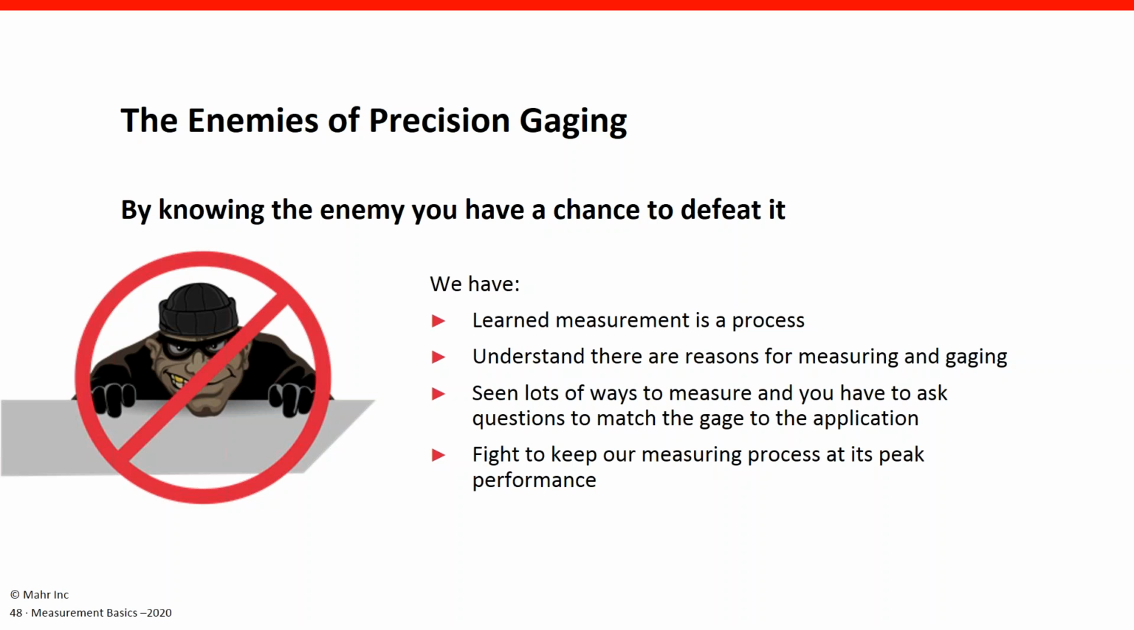So I think by understanding and knowing the enemies of precision gauges, we have a chance to beat that away and learn what our measuring process is and understand the reasons for the measuring and gauging and which one to choose. We've seen lots of ways of making measurements and what questions to ask to get the best gauge for the application. And we have to try and find a way to fight and keep our measuring process at its peak performance. So by knowing the enemy, we can defeat it.